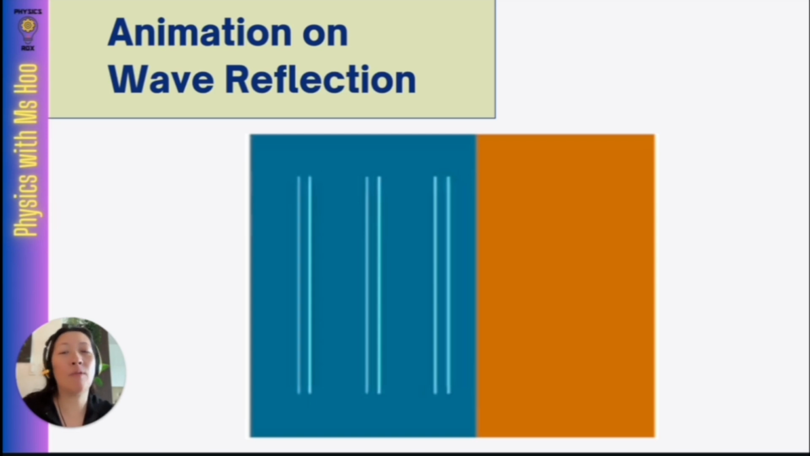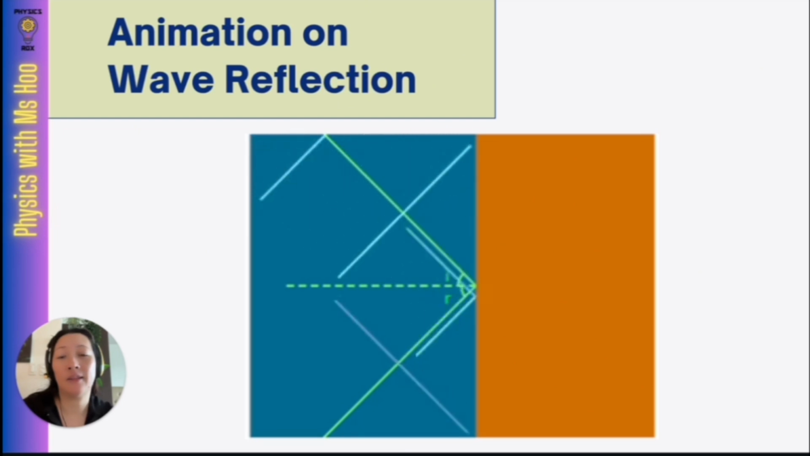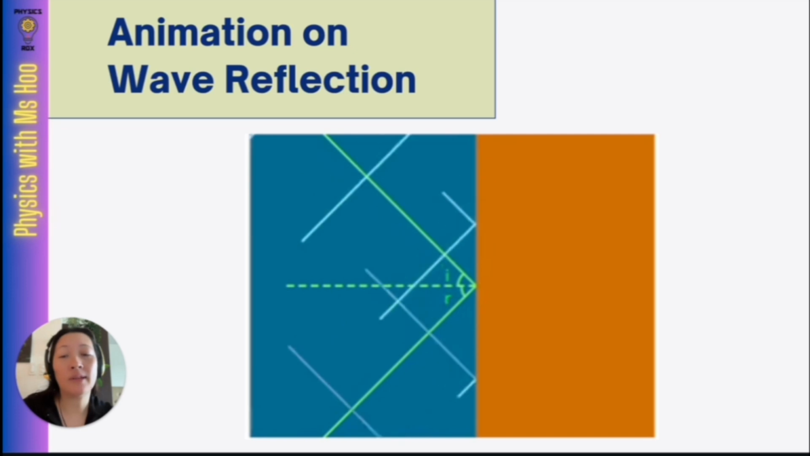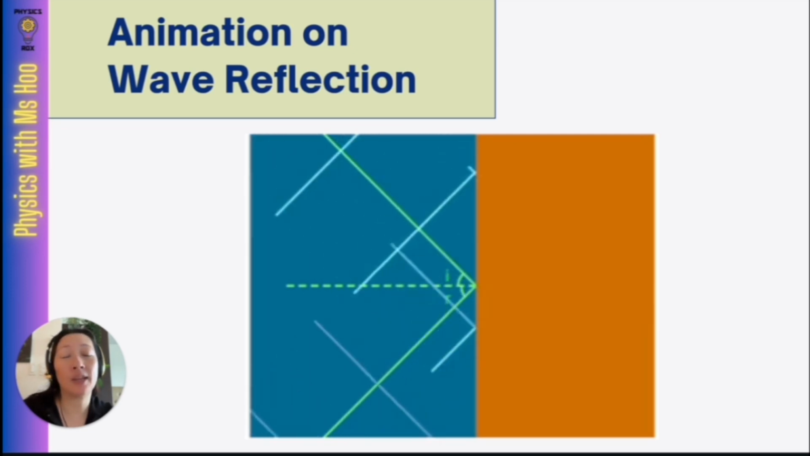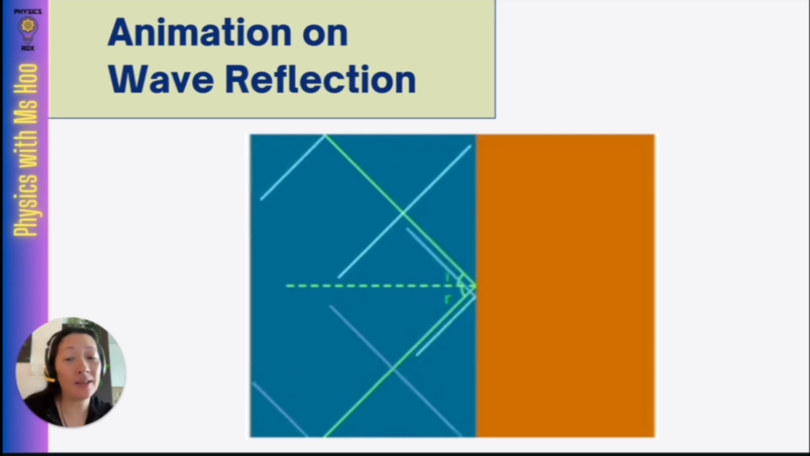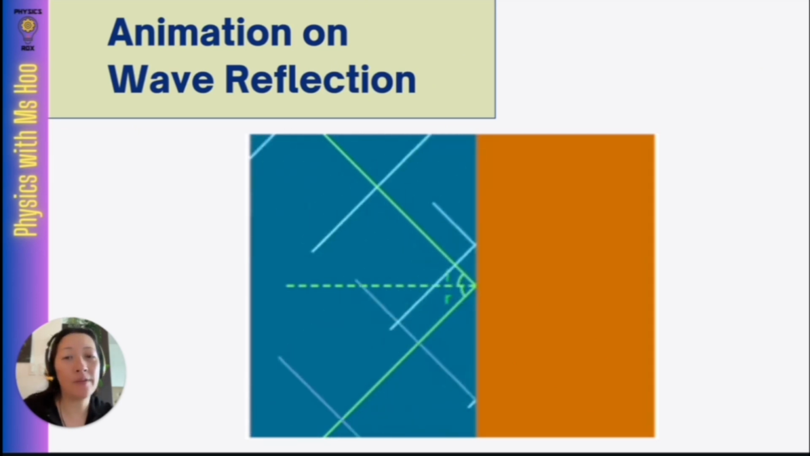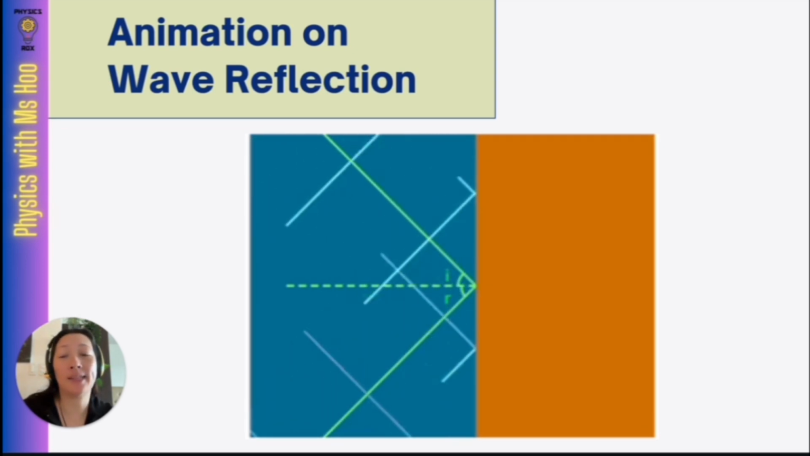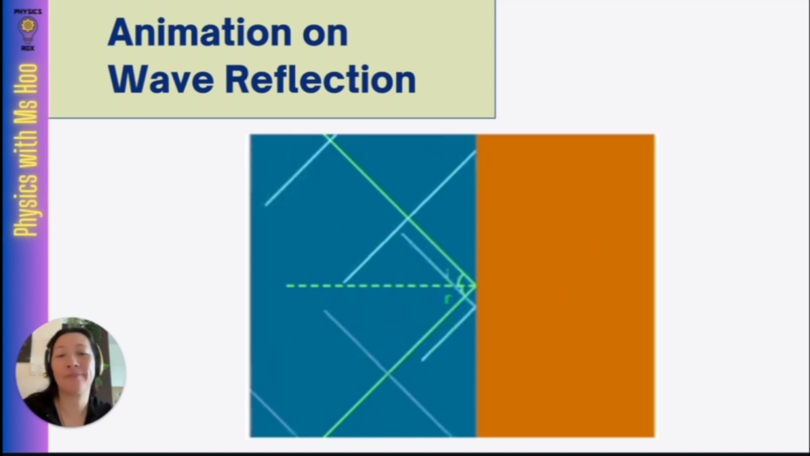Now let's observe what the waves would look like if they were to be reflecting at an angle. So this animation shows us clearly why and how the waves are changing direction. And they're reflecting in such a way that the incident angle is equal to the reflected angle. Just like with the previous animation, the waves before and after reflection are traveling at the same speed, and therefore they have the same wavelength.